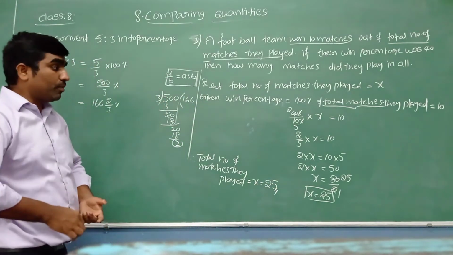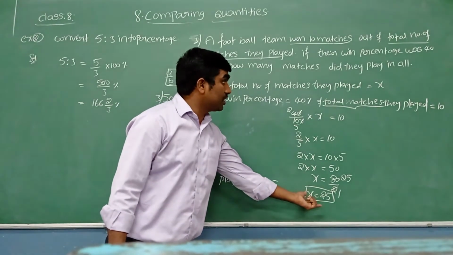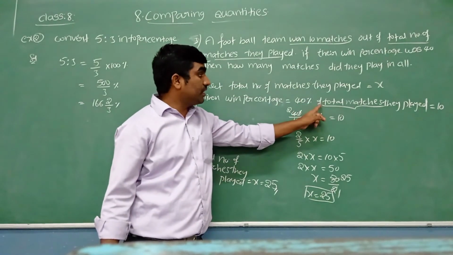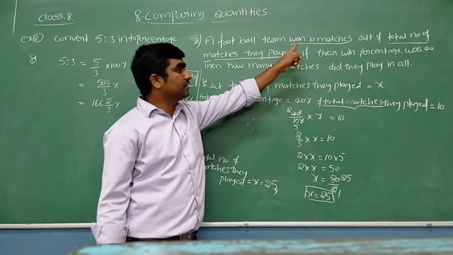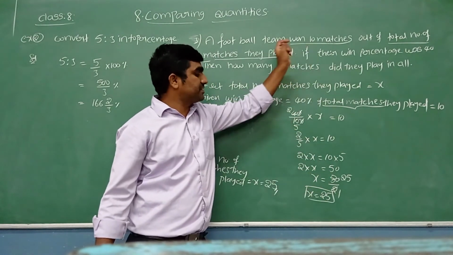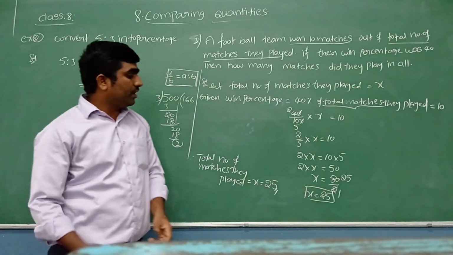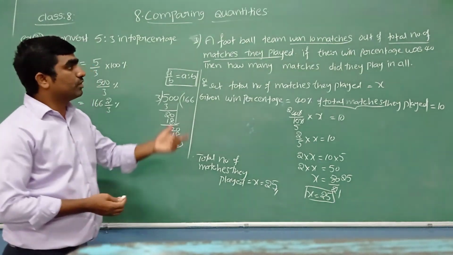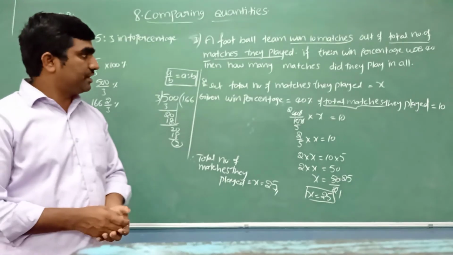So in total they played 25 matches. Out of 25 they won 10 matches, nothing but 40% of 25, which is 10. And the remaining 15 matches they lost. So this is about problems on percentage.